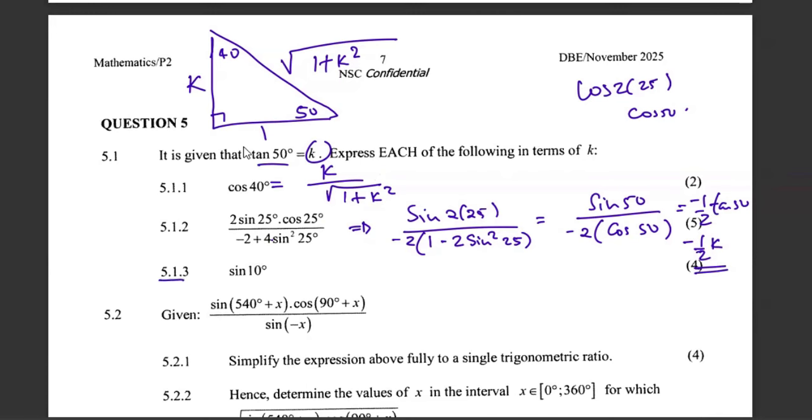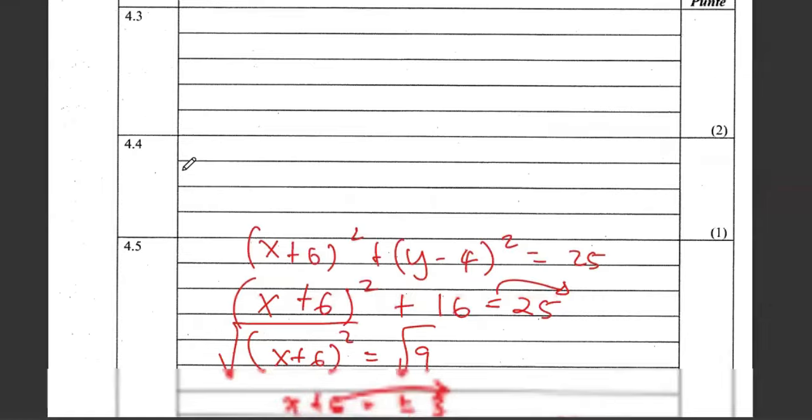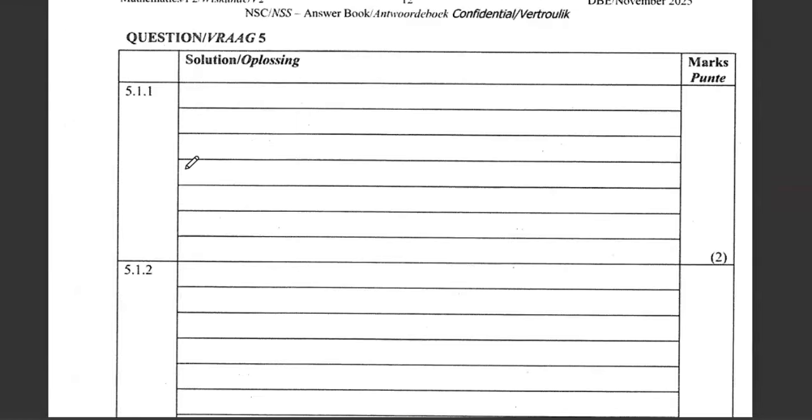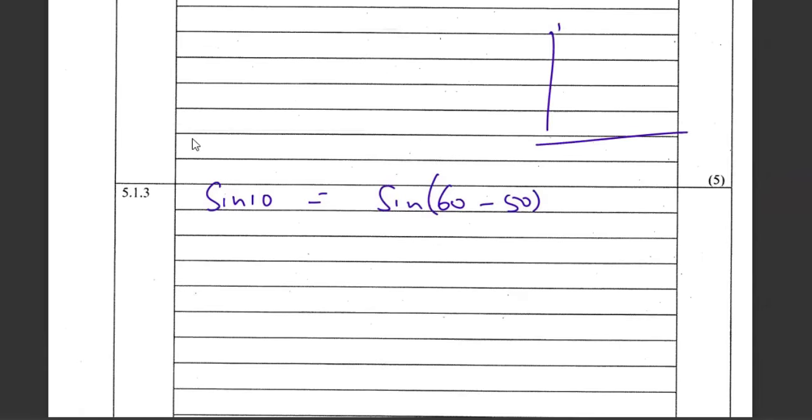And then next we have the sine of 10. So how does 10 relate with 50? I think I can use the special angles here. That's what I'm looking at. If I use a special angle, this is 5.1.3. So he's saying sine of 10 is the same as the sine of 60 minus 50. Okay, at least there is something to do with the 50 there. Okay, 1, k, square root of 1 plus k squared. Okay, this is a 50, that's a 40. Okay, let's open this up using a compound angle.